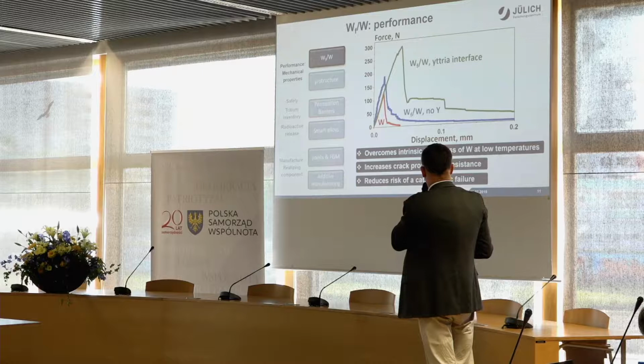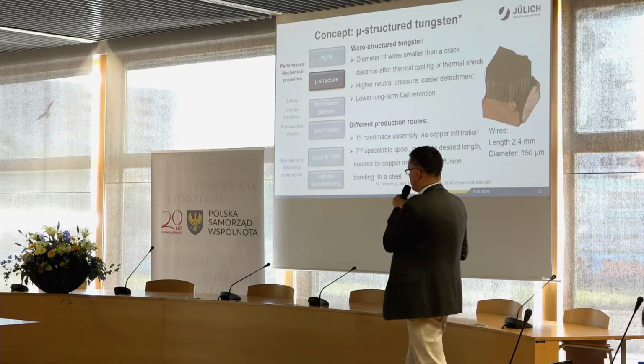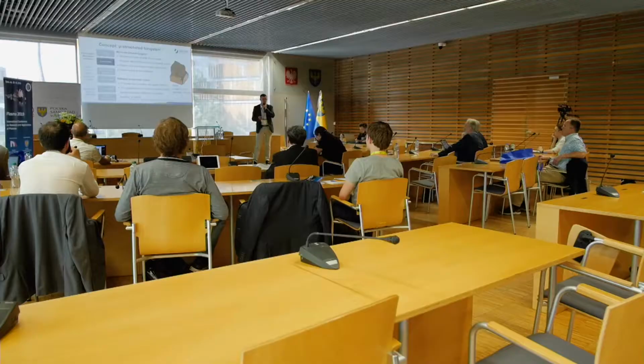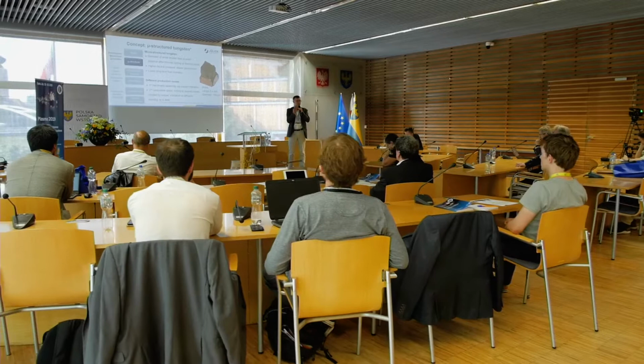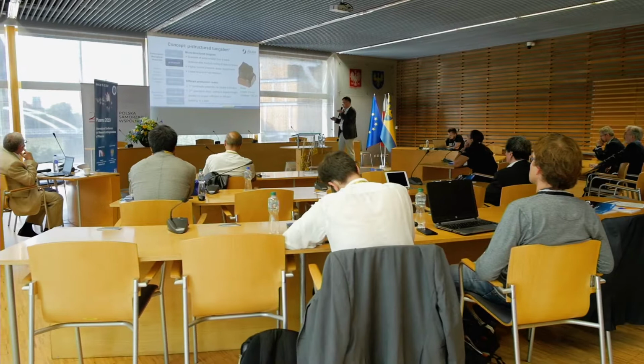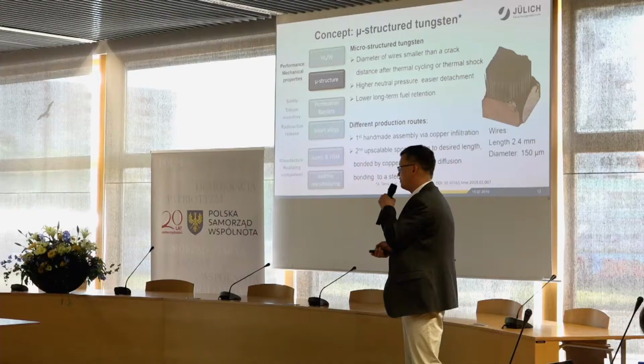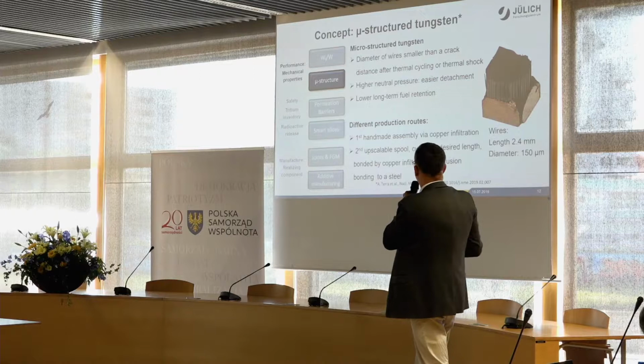Another interesting idea which was put forward is a so-called microstructured tungsten. The idea behind this is to substitute the massive polycrystalline tungsten with a set of needles or wires, like columns, which are directly put in a heat sink. So the wires have actually a similar size to our fibers, in fact. And the potential advantages of such a system are numerous.